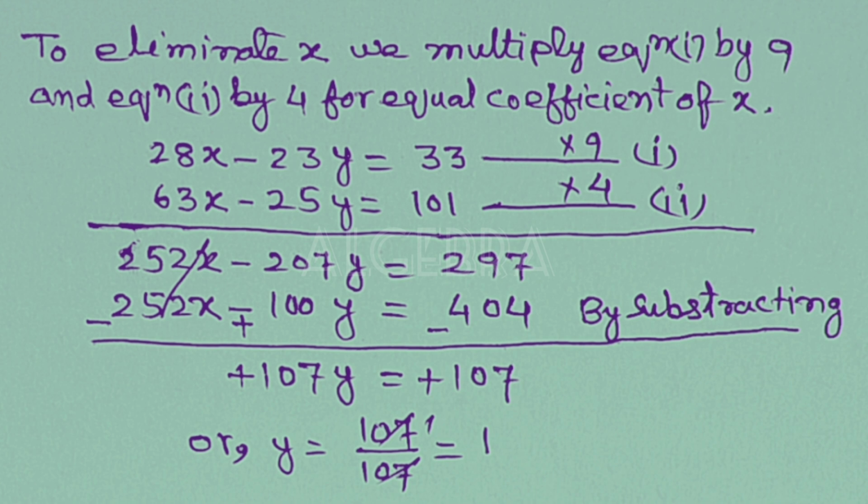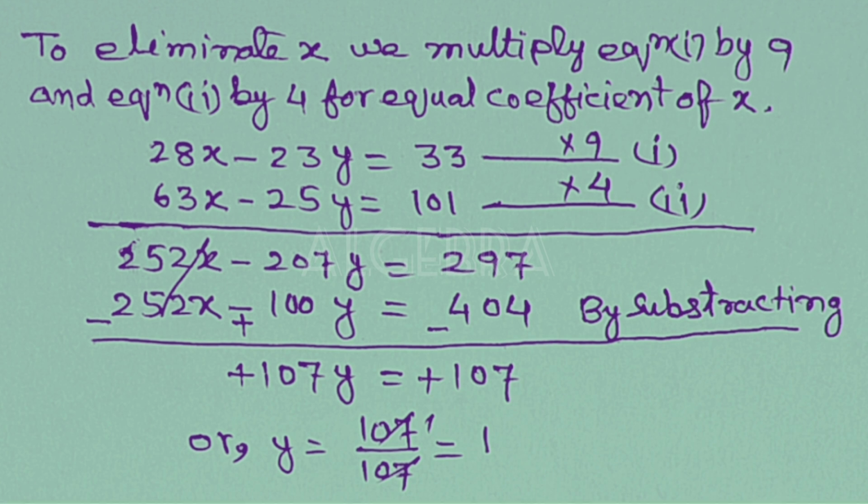x. 28x minus 23y is equal to 33 multiplied by 9 and 63x minus 25y is equal to 101 multiplied by 4. So 252x minus 207y is equal to 297 and 252x minus 100y is equal to 404. By subtracting, 107y is equal to 107, or y is equal to 107 by 107 is equal to 1.